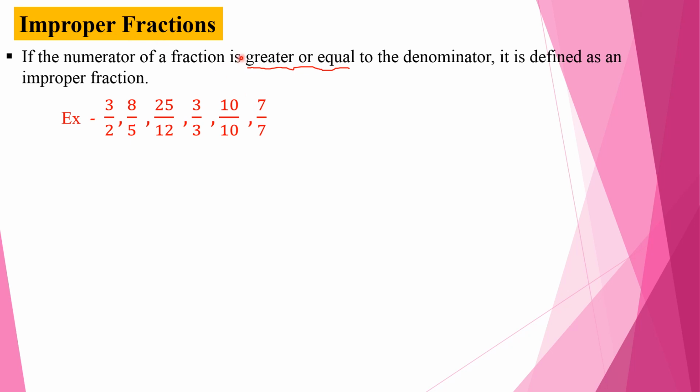So there are two types. The numerator can be greater than the denominator, or the numerator can be equal to the denominator. And there's an important thing. Now I'm going to define this improper fraction in a different way.